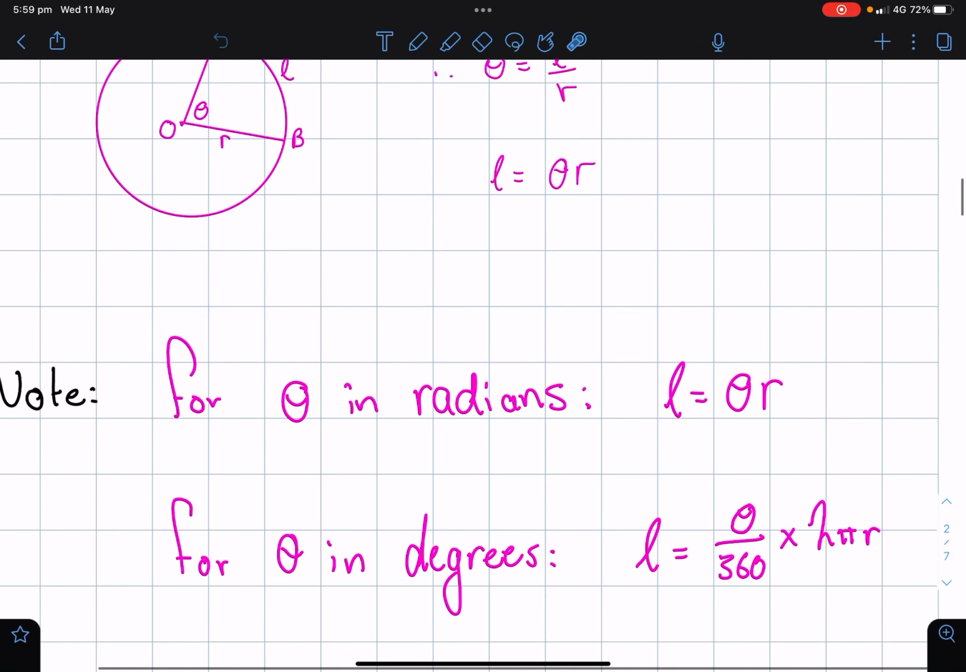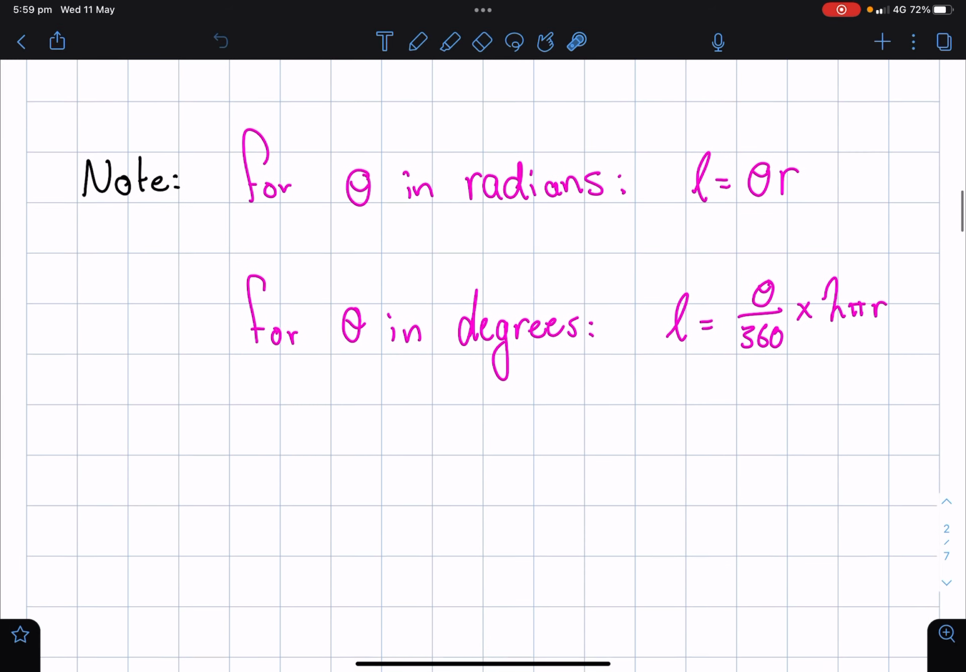All right, so these are your two formulas. Please make sure to double check what your angle is given in. If it's given in radians, use this one. If it's given in degrees, use this one. All right, it's really important to have both down.